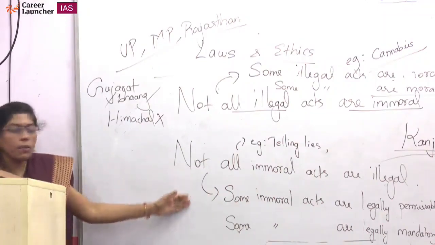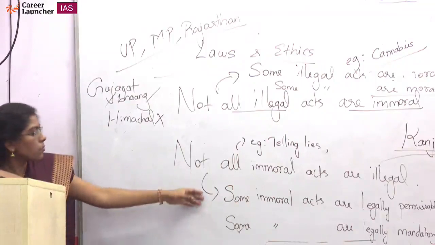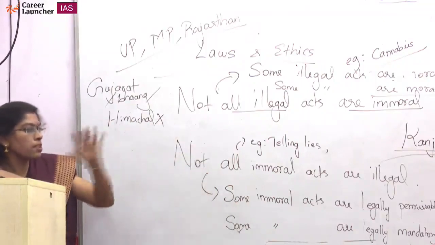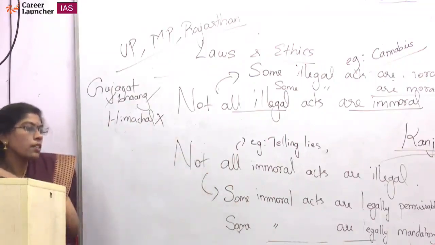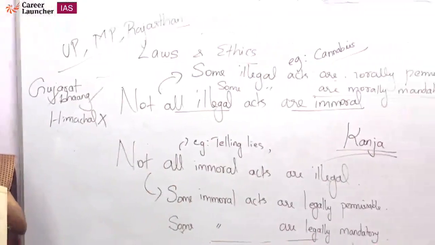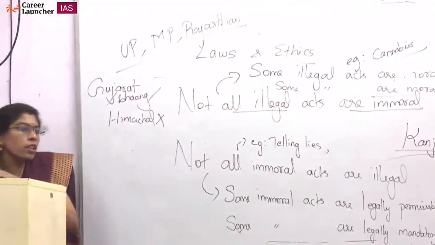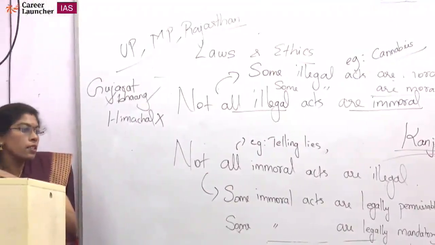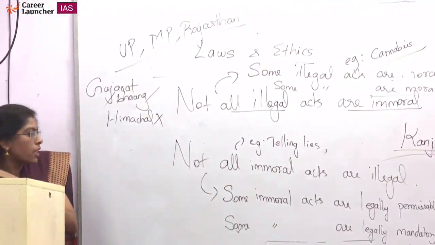In that, again we are subdividing this into 2. Some immoral acts are legally permissible. What are those? Just think and tell me. You can also think about this at home and bring some examples. Some immoral acts are legally permissible.